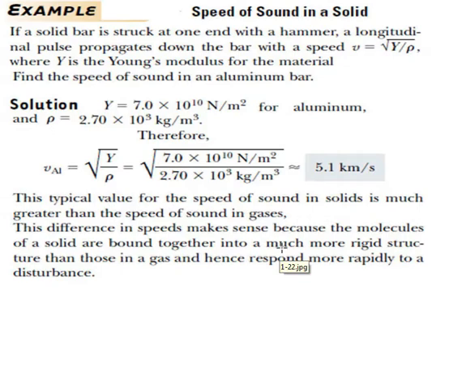An example: speed of sound in solid. If a solid bar is struck at one end with a hammer, a longitudinal pulse propagates down the bar with a speed v equal to the square root of Y over rho, where Y is the Young modulus of the material. Find the speed of sound in an aluminium bar.